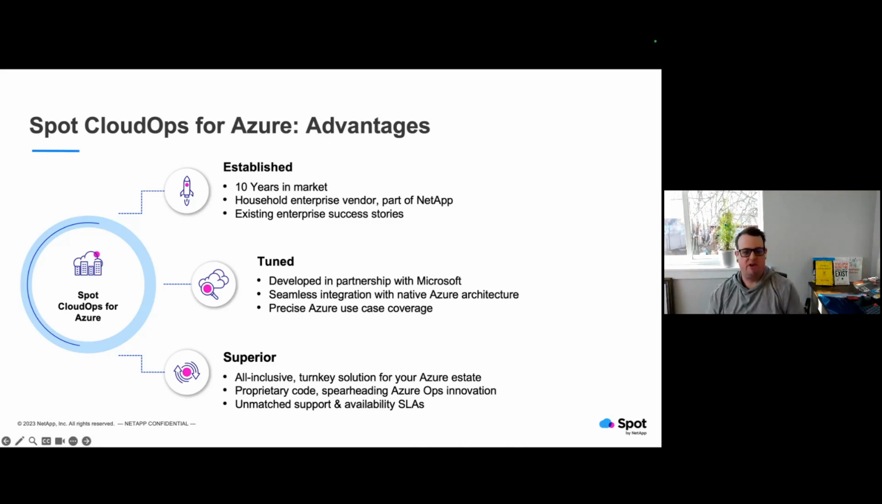Proprietary code and spearheading Azure Ops innovation allows us to develop faster. And as Microsoft releases new technologies and new features and new services inside of Azure, we're right there to make sure that we can support it. And we have an unmatched support availability and SLA.